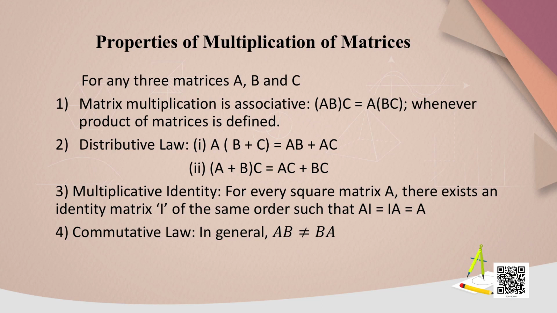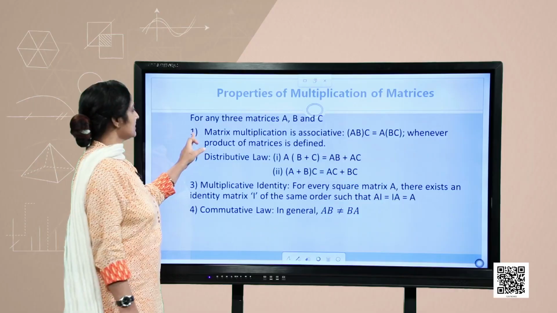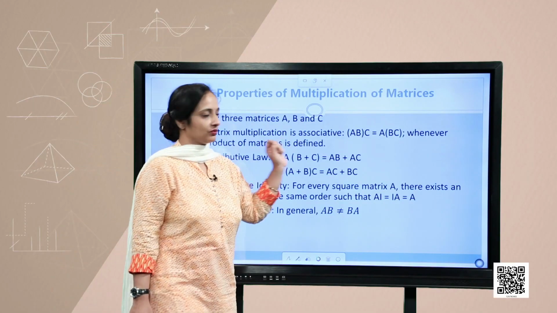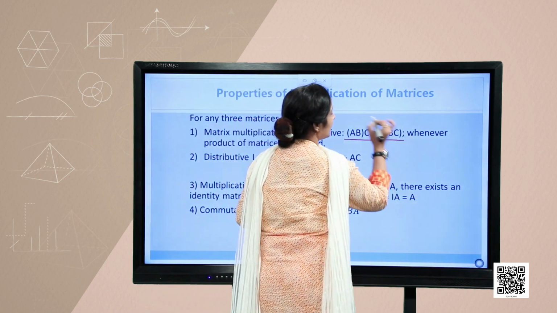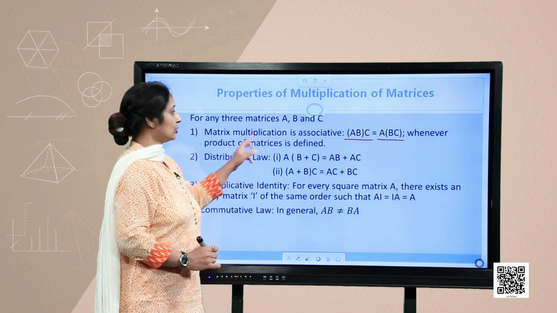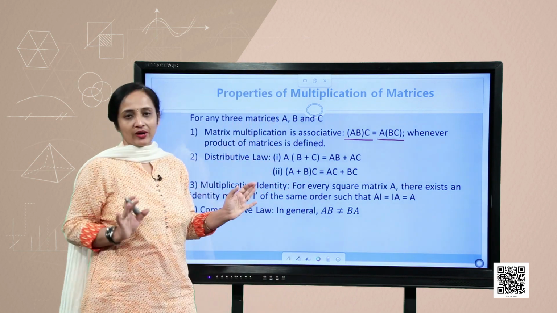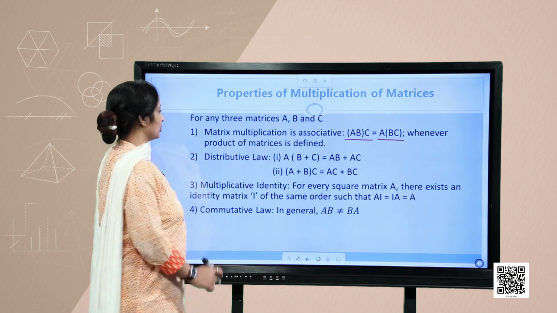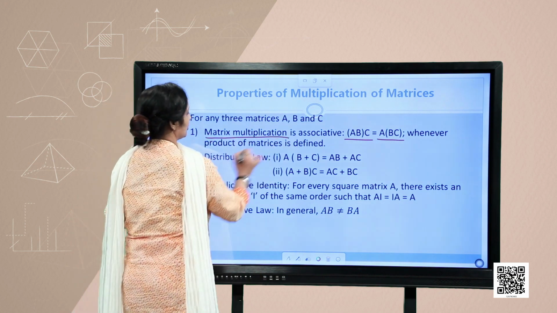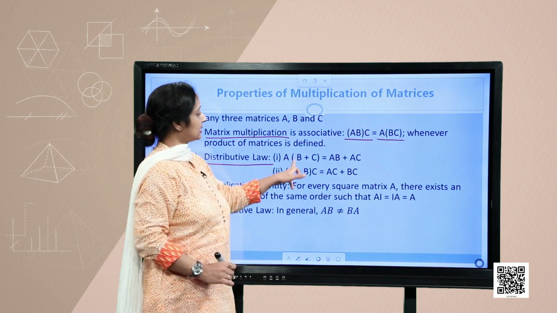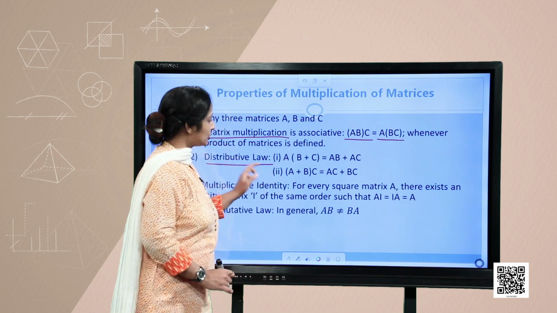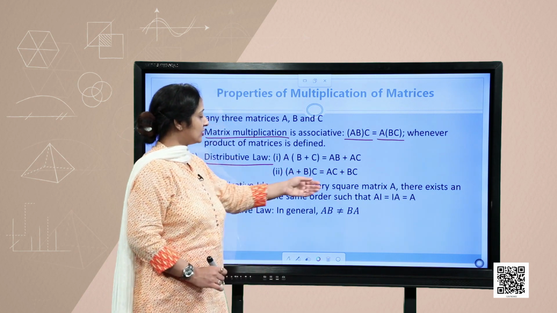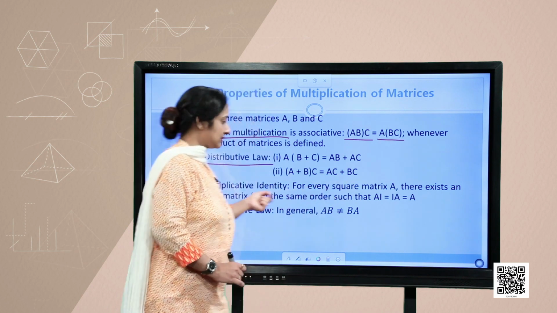For any three matrices A, B and C, let us study properties of multiplication of matrices. So matrix multiplication is associative. That means AB multiplied with C and A multiplied with BC, both are going to give me the same answer, provided this product is possible on both sides. Then comes the distributive law, which is A multiplied by B plus C giving me AB plus AC. The second version is A plus B multiplied with C giving me AC plus BC.